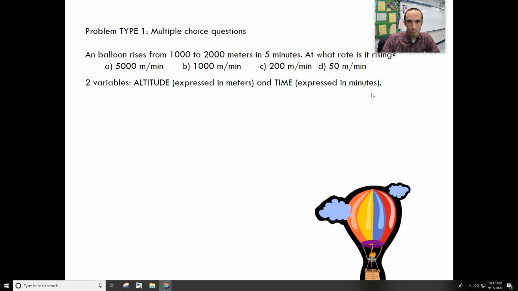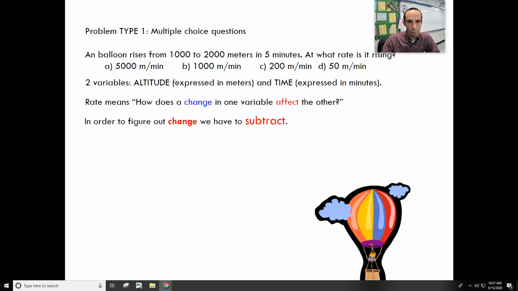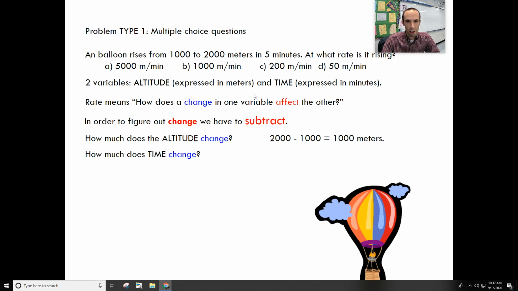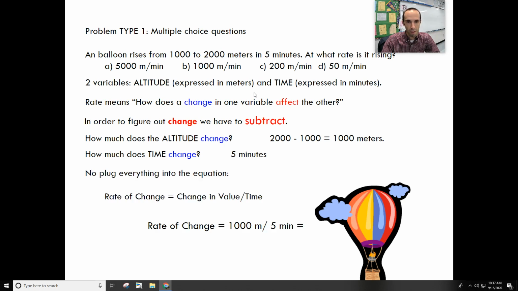So time is expressed here in minutes, 5 minutes. These are the two values that we have to subtract. So we're going to subtract 2,000 minus 1,000, and we'll get 1,000 meters, and that's going to be our numerator. And then time is 5 minutes. Okay, and we're just going to divide the two values. So we're going to do 1,000 meters divided by 5 minutes, and that will give us our answer.